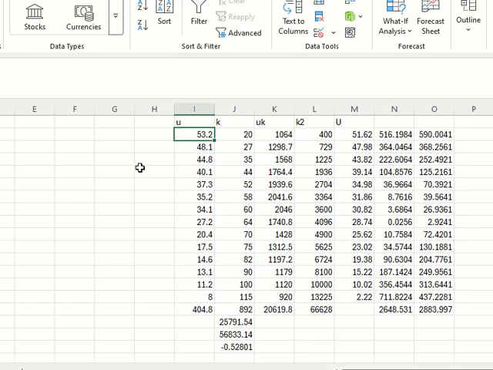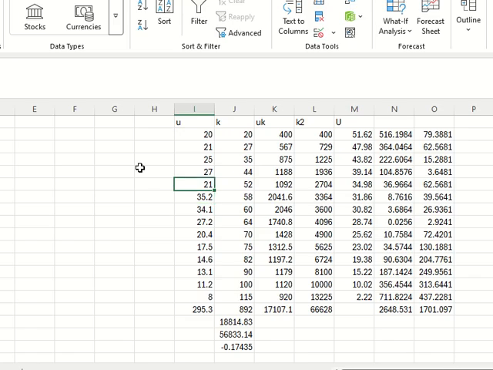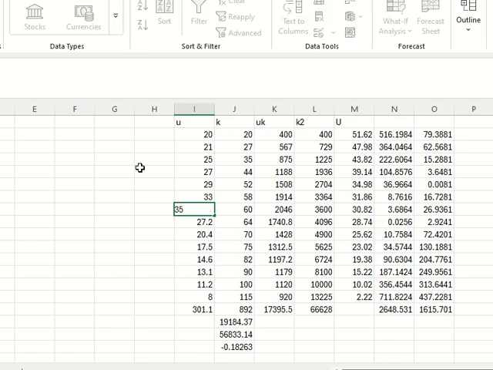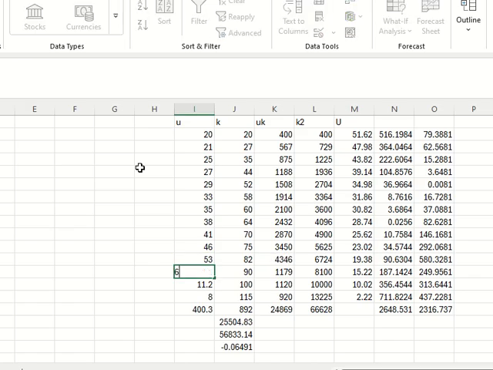Speed: 20, 21, 25, 27, 29, 33, 35, 38, 41, 46, 53, 60, 61. Done?